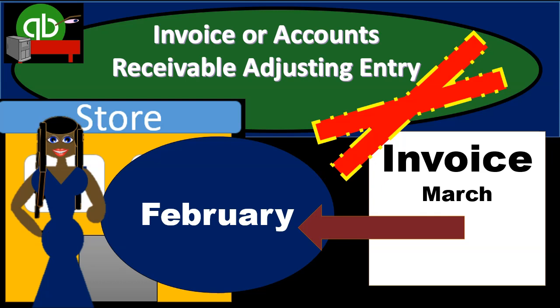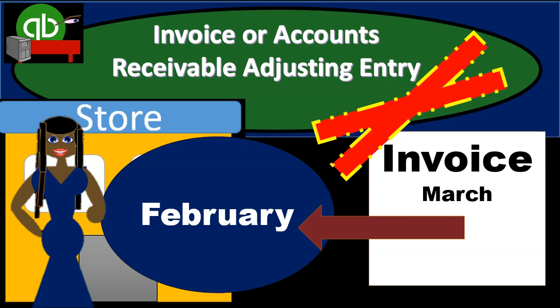In this presentation, we will enter an adjusting entry related to an invoice or accounts receivable. In other words, we're going to have an invoice that was entered after the cutoff date for us in March, and we're going to be doing adjusting entries as of the cutoff date of February. And although the invoice was made in March, the work was done in February.